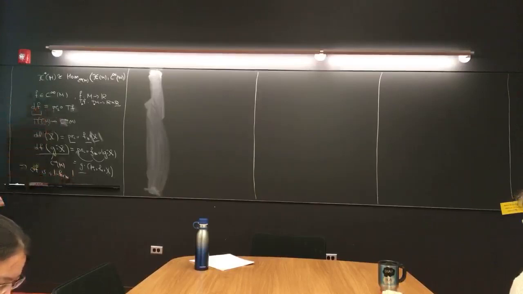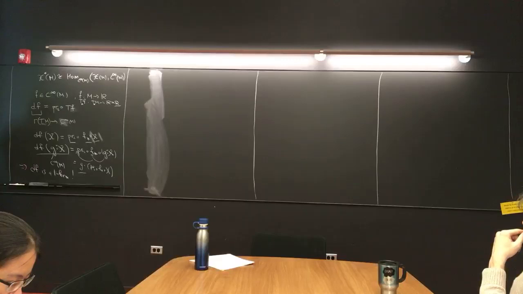Initially, I think the df from one complex, we didn't construct it as a section of the cotangent bundle. We constructed it as a weird map. But it turns out it is one. So that's probably the simplest example of how to use this theorem.